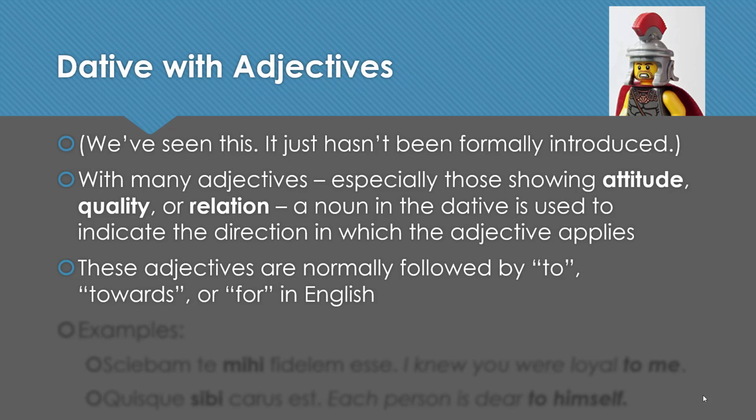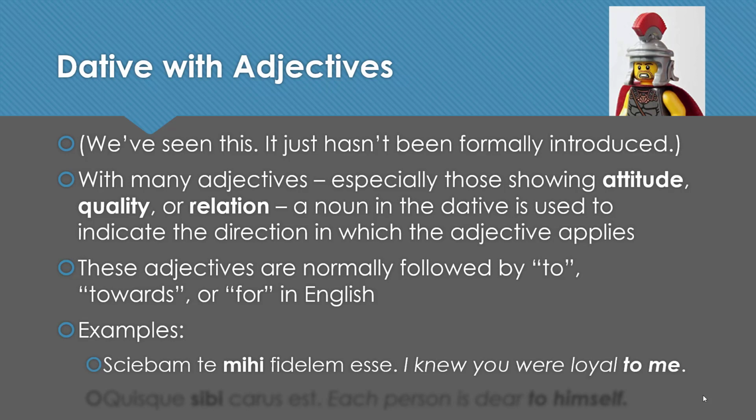This person is dear to me. That's what we're trying to get at: there are adjectives like dear and loyal that even in English would express this idea of a dative. You have to be pointing: you're loyal to what, right? And so Latin has that same thing. Here are just a few examples of that.